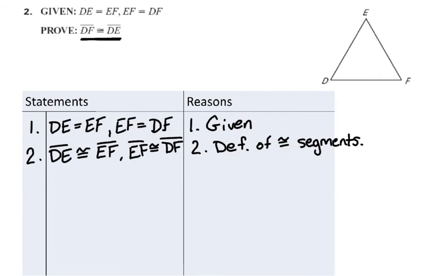All right, so step 3, again, we can use that transitive property and cut out this middle part right here, that EF and EF are congruent. So we know DE and DF are congruent. Okay, and we can say that was the transitive property.